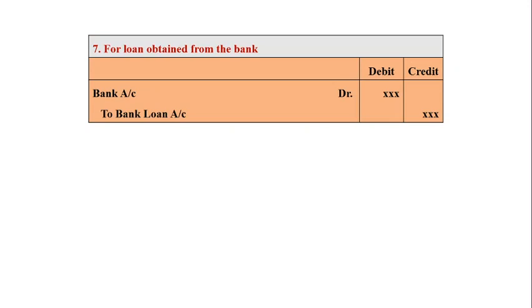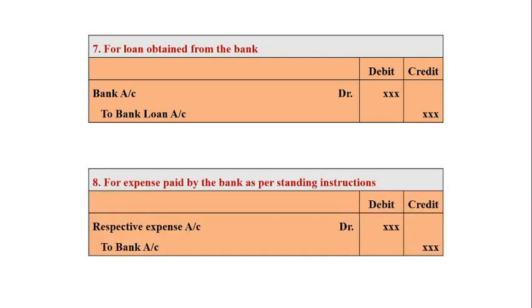7. For loan obtained from the bank, accounts involved are bank account and bank loan account. Both are personal accounts. So debit the receiver, bank receives on behalf of the business, so it is debited. Bank loan is a personal account and banker gives, so it is credited, and therefore the journal entry is bank account debtor to bank loan account.